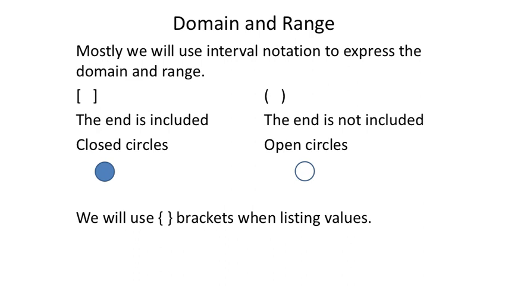For domain and range on graphs, if we have to graph them mostly, we'll use interval notation to express the domain and range. But if we do, we still may use the graphs to do it. On graphs, just in case you don't remember, if we use the square brackets, it means it was a closed circle. If we use regular parentheses, then it was an open circle. If we're just listing a set of values, then we'll use these fancy brackets, which we may use for set notation as well.